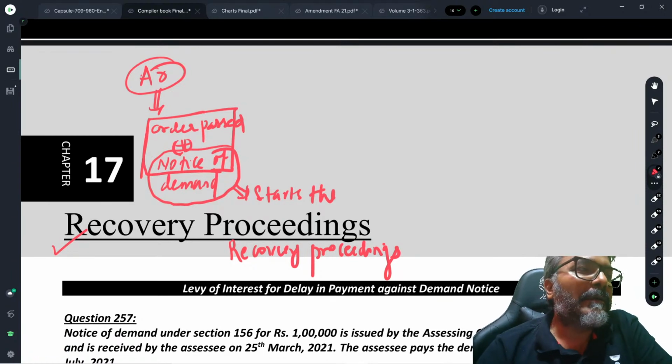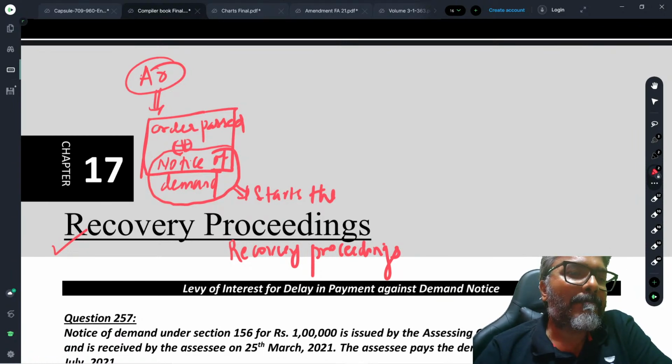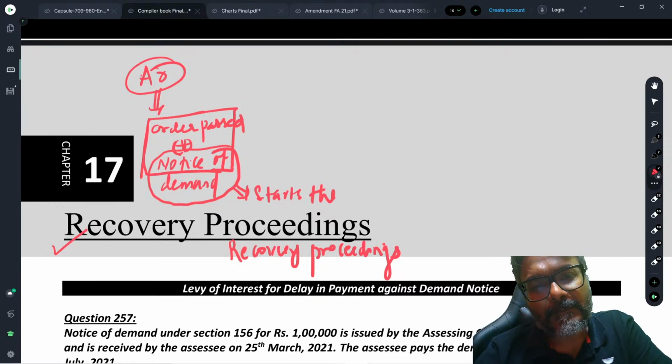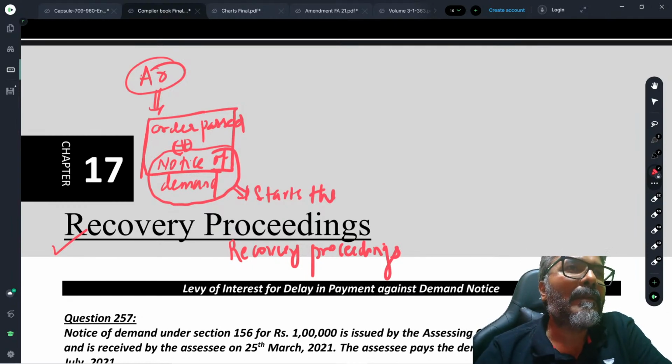It starts the recovery proceedings, students. Do you all get this one? So order is passed plus notice of demand. Once the notice of demand is given, it will start the recovery proceedings. After that, students, what happens?